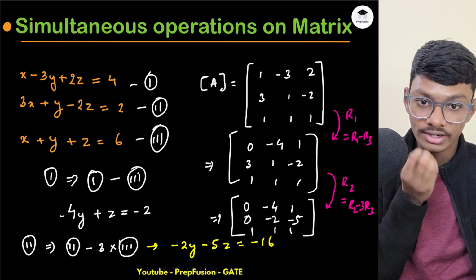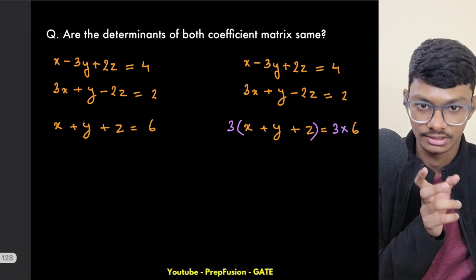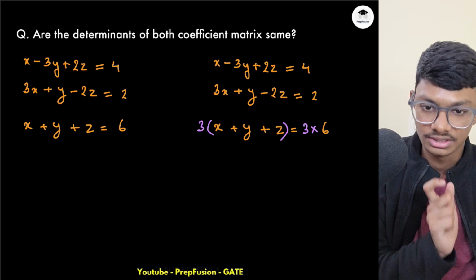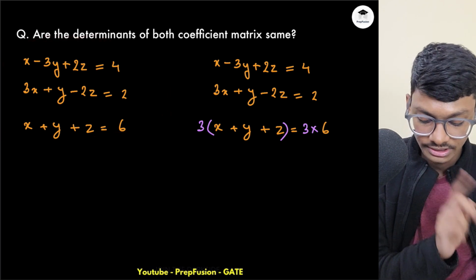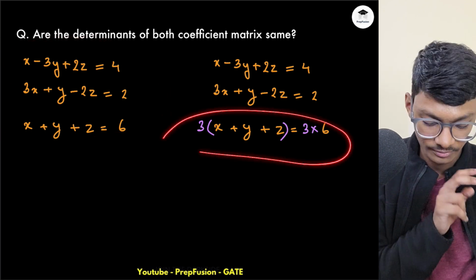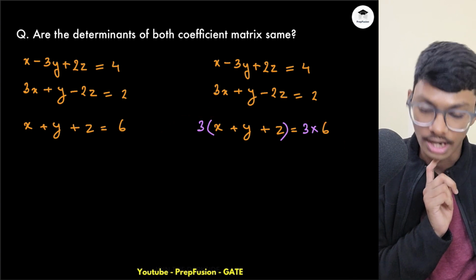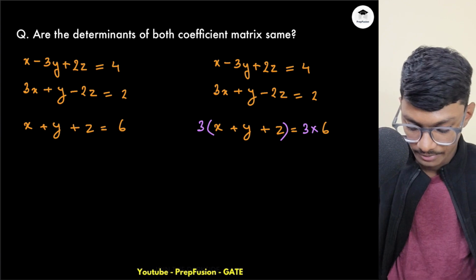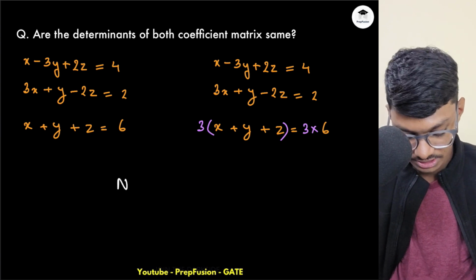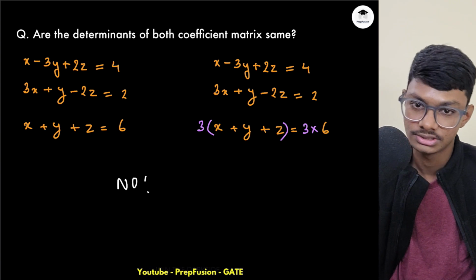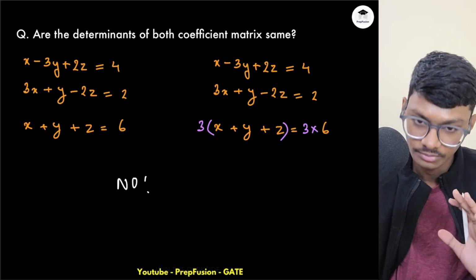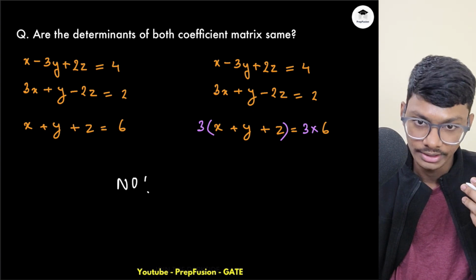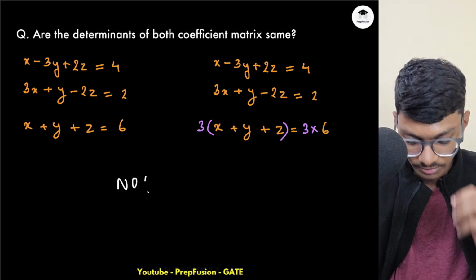Now what can we do, which operations are allowed and which aren't? What do I mean by that? Let's compare these two. Can you tell me, are the determinants of both coefficient matrices the same if I multiply just 3 with this row? The answer is no, they won't be the same. Let's take an example. If you compute the determinant for both of these coefficient matrices, you will see it gets multiplied by 3.